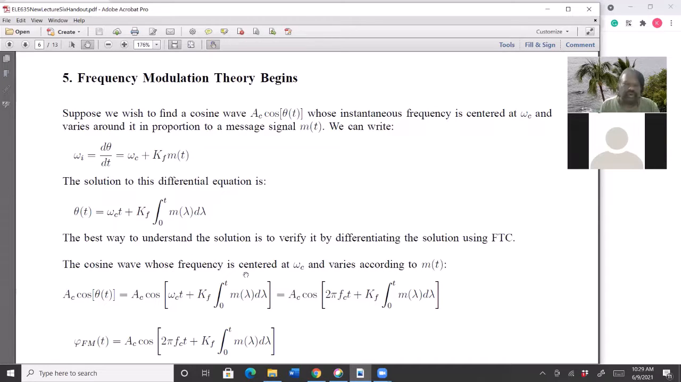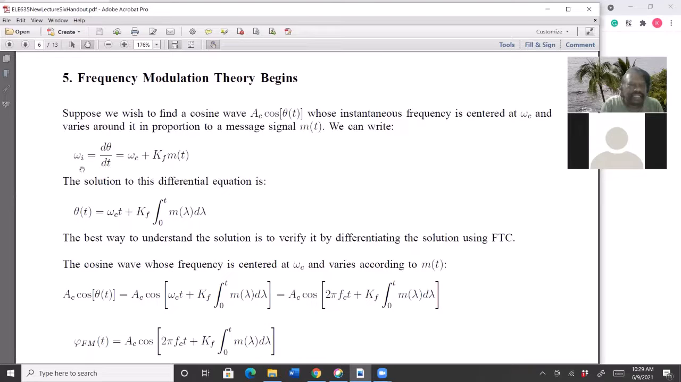Okay, so we want to find a cosine waveform which looks like A sub c cosine theta t, where the instantaneous frequency is centered at omega c, that's just a notation, but varies in proportion to the message signal m t. That is the idea of frequency modulation. I already told you there is a center frequency, and the frequency must vary in proportion to the instantaneous value of the message signal.